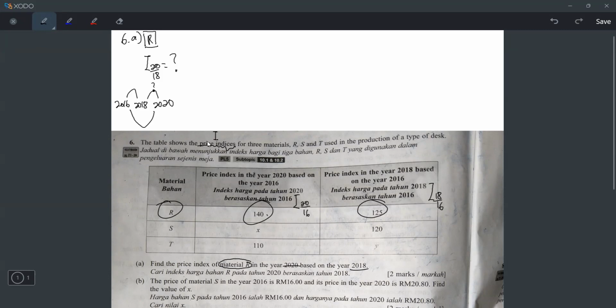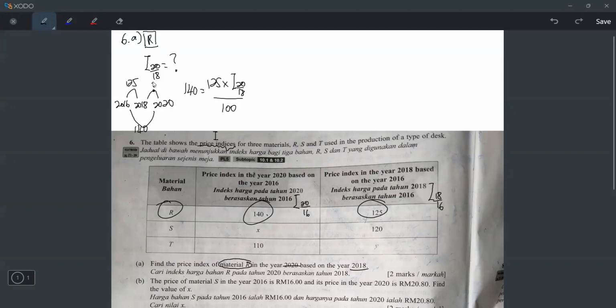And then the 2018 over 2016 one is 125, right? Can you see it's provided? So I'll write 125. And can you tell me what the 140 is? 125 is for the mouth part. But that one is 20 over 16, yeah, the mouth part. So can you tell me how to find this one? Can I take 125 times 140 divided by 100? No. Then how? 140 equals 125 times I 20 over 18, over 100. Yeah, you're right.